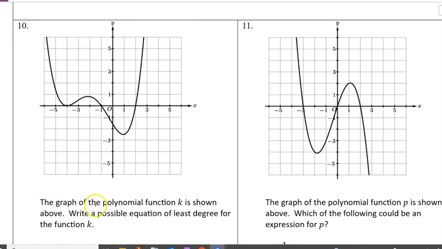Number 10. The graph of the polynomial function k is shown above. Write a possible equation of least degree for the function k.